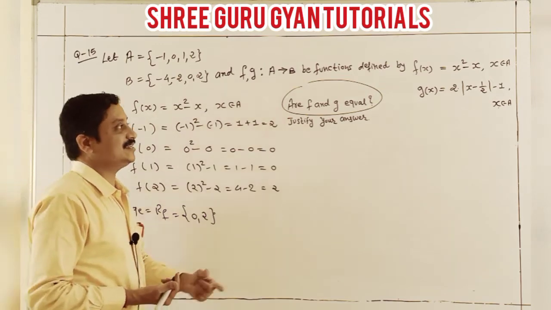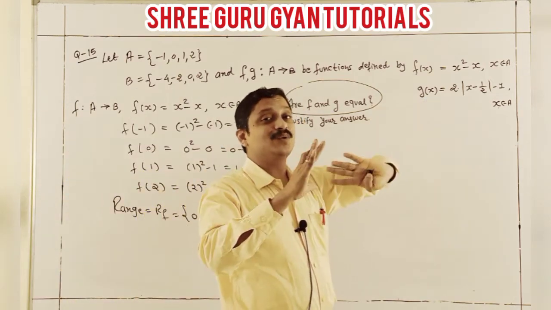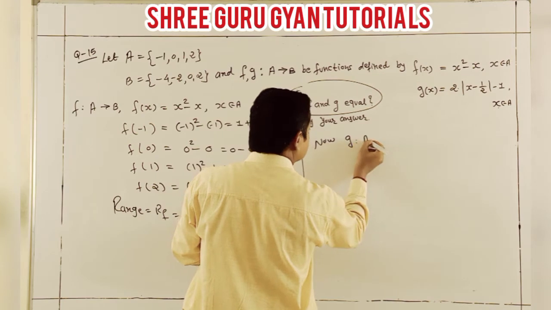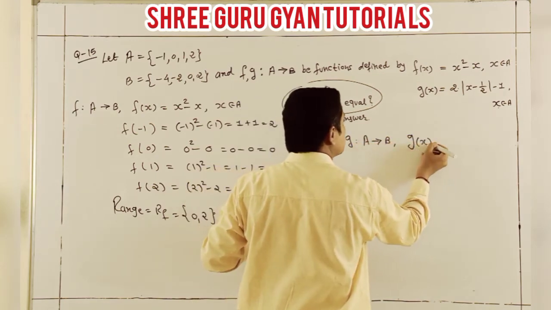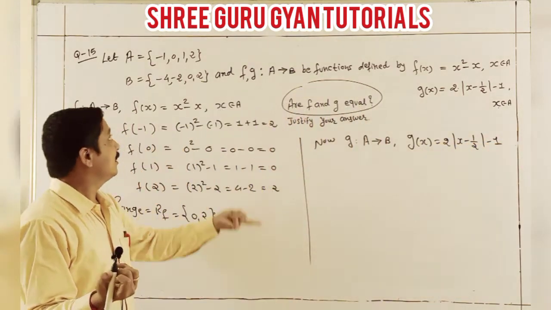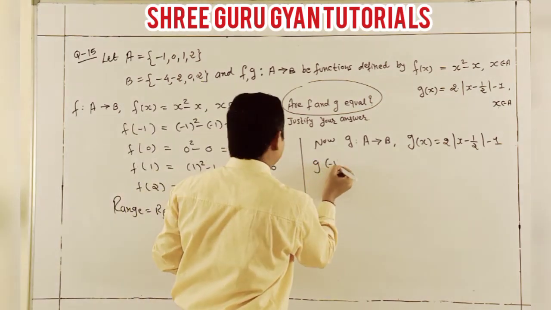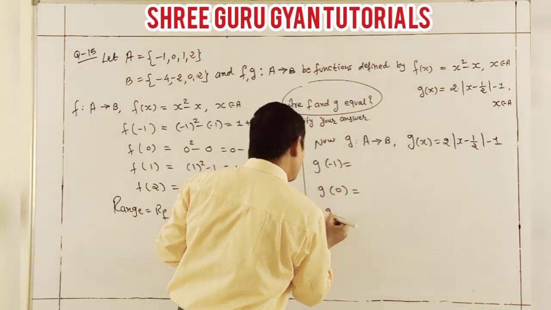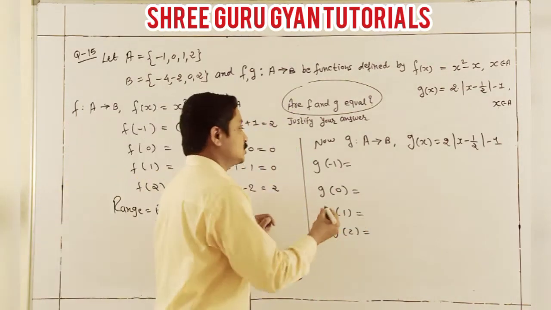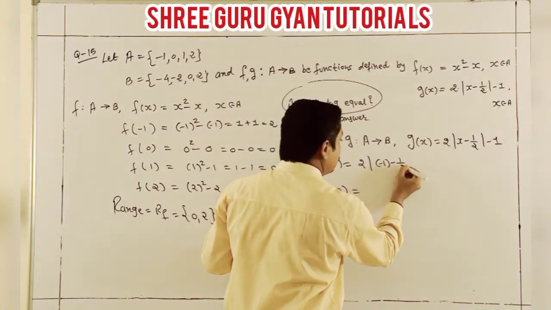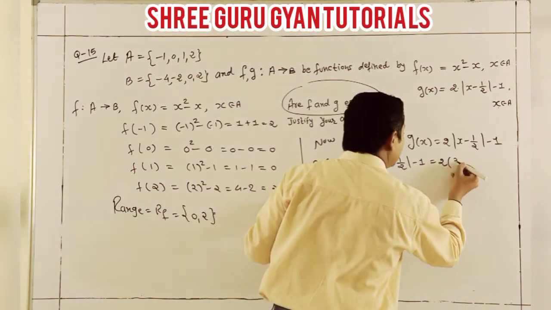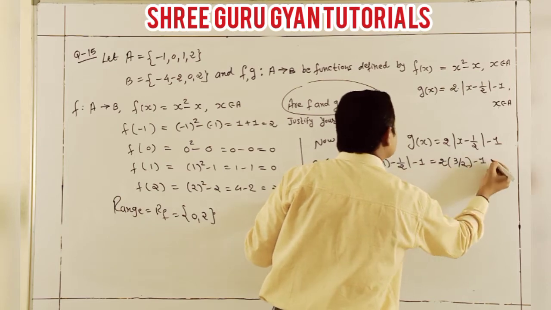Now g(x). Same, start the range according to my domain. So now I am going to the g function. From A to B, what is my g(x)? 2 modulus of x minus half minus 1. The domain is in A, A is known. I find g of minus 1, g of 0, 1 and 2, one by one. So here 2 modulus of minus 1 minus half. How much is this? 1 and a half, 3 by 2. Modulus removed, you are getting just 3 minus 1, it is 2.